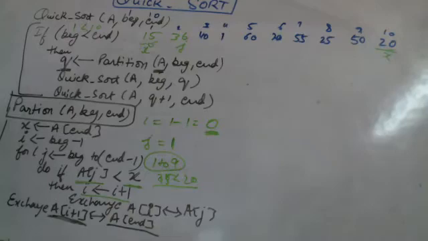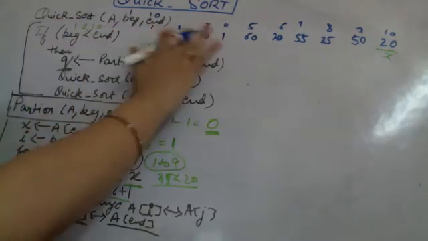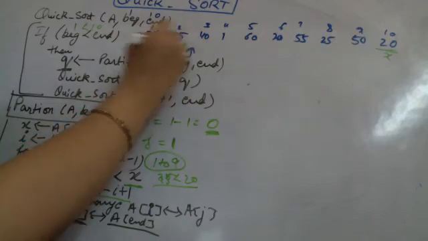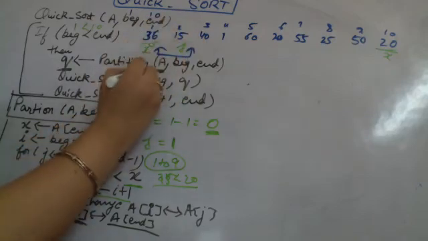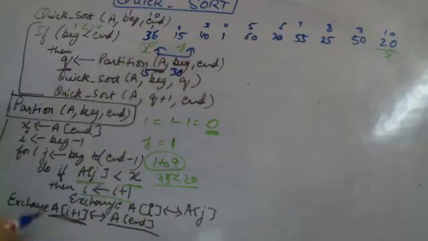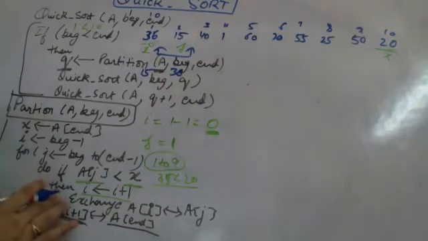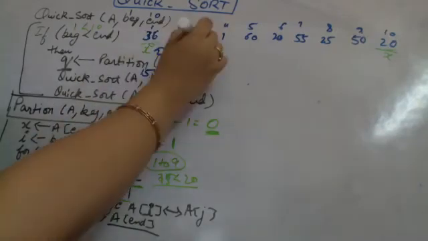ये समझ आया? Or if you want me to write it separately, this was 36, this was 15. These are swapped so that 15 comes here and 36 comes here. Right? Rest of the array still remains the same. Again rerun the procedure.